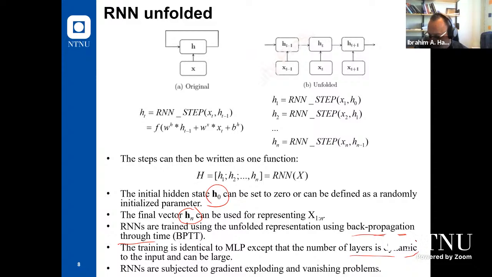So it's dynamic. I mean, the model is static, the model parameters are fixed, but we train the model at each time step. The number of time steps is a hyperparameter which you need to decide.